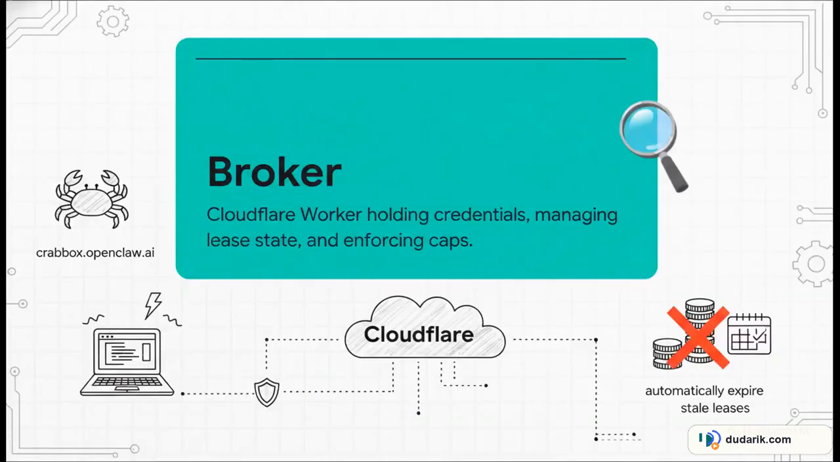The second piece is the Cloudflare worker broker, typically hosted over at crabbox.openclaw.ai. This is brilliant because it ensures your laptop never actually has to hold the raw cloud API keys for your infrastructure. The broker uses a durable object to serialize the lease state, enforce monthly spend caps, and this is a lifesaver, automatically expire stale leases.